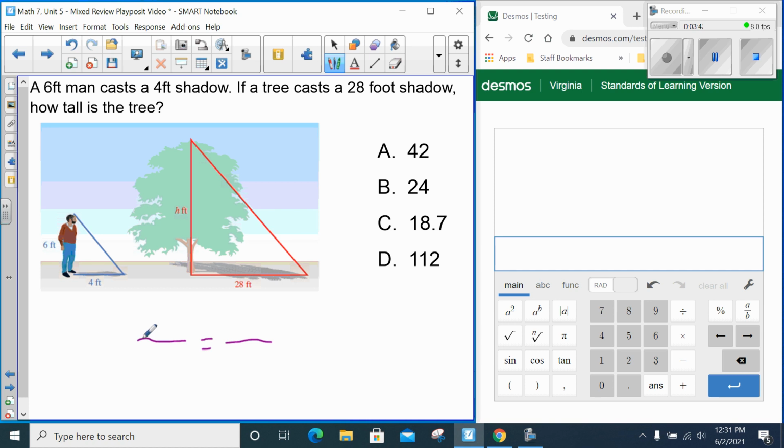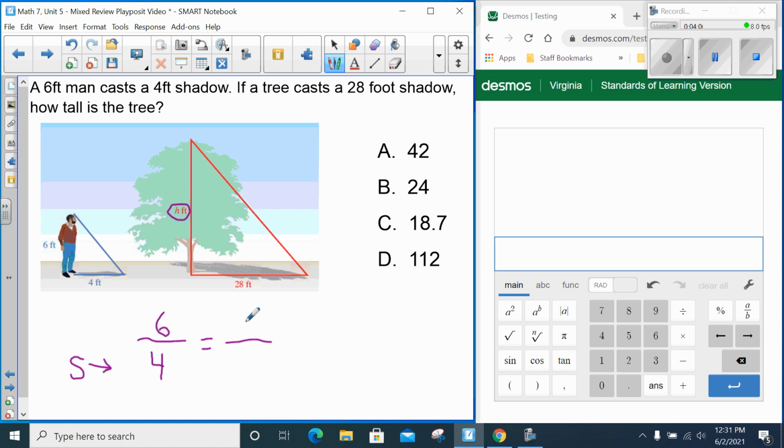So I want to go ahead and write my numbers in from the picture in this proportion, and that's going to help me solve for h, the height of the tree. So I'm going to go ahead and use the number 6 first. That's the height of the man, and he casts a 4-foot shadow. So I could write S for shadow in the front to help me remember that my numbers for shadow are going to go down below.